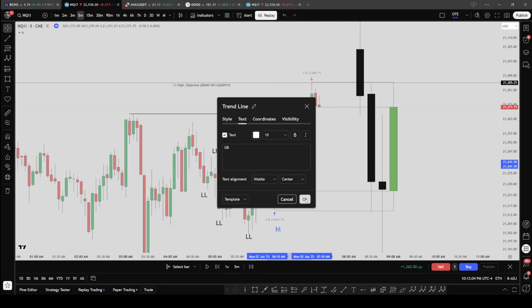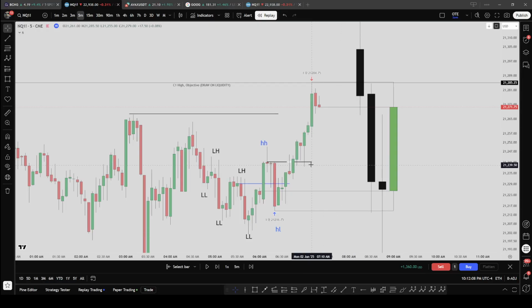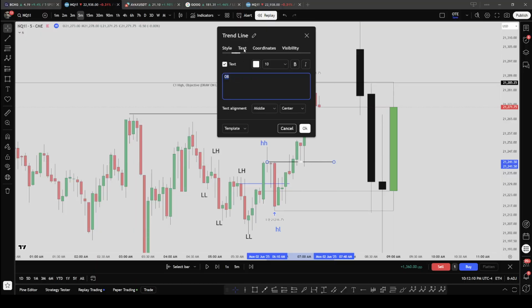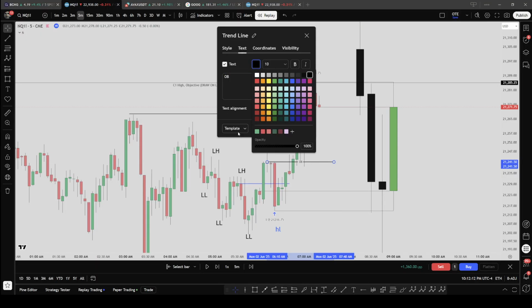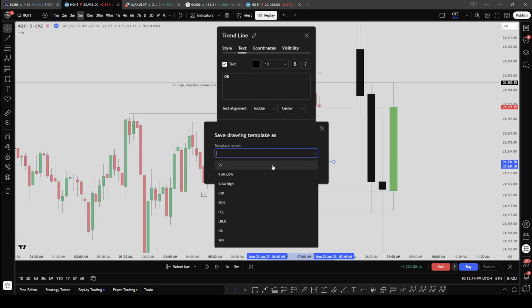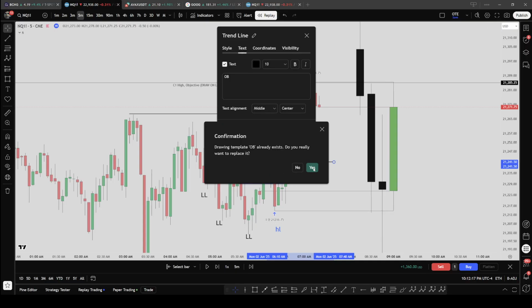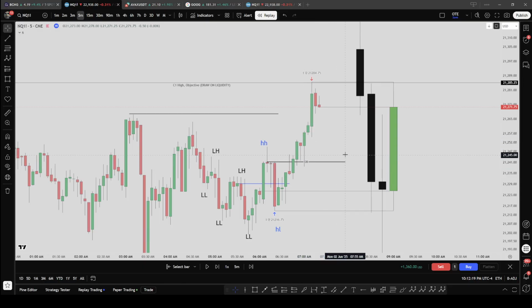So OBs, right? I don't know why it's white. It should be black. No, the text is not black for some reason. All right, so there you go.